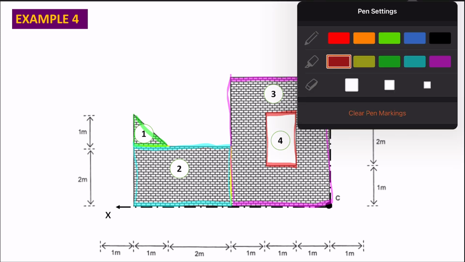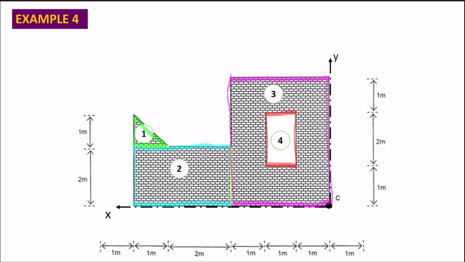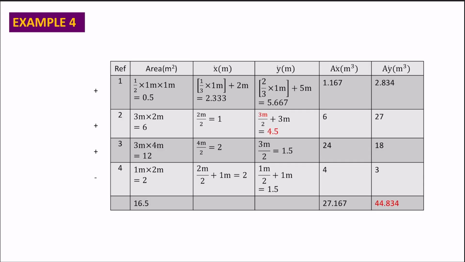And we also have the reference point, point C, and I draw the y-axis and x-axis that intersect at point C. So any distance that we're going to calculate for the centroid is going to be to the axis. As usual, we're going to do the table to calculate for the centroid.